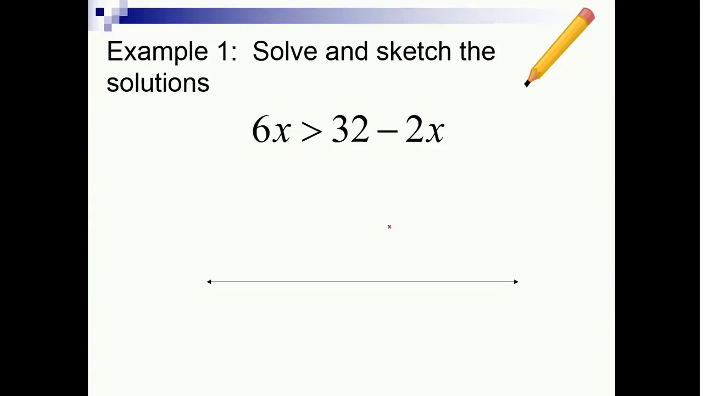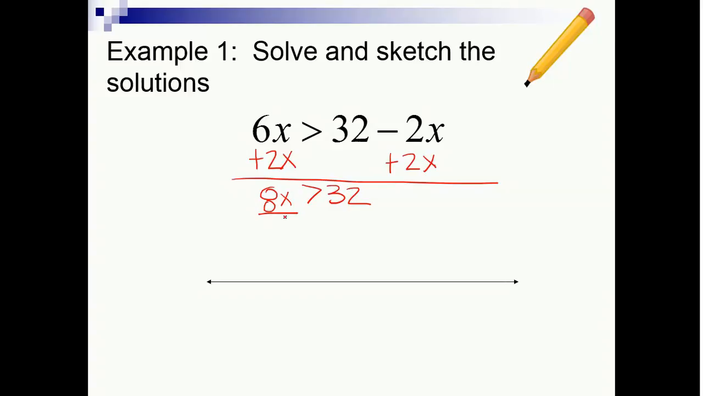Here's an example. 6x is greater than 32 minus 2x. So very first thing, act like that's an equal sign. Solve it like normal. So I'm going to add 2x to both sides, get my x's on one side, numbers on the other. So I have 8x is greater than 32. I need to solve for x, so I'm going to divide by 8. Now I divided. Let's do a double check. Did I divide by a negative? I didn't. Okay, something to keep in the back of my mind. So I got x is greater than 4. That is the answer to this inequality.